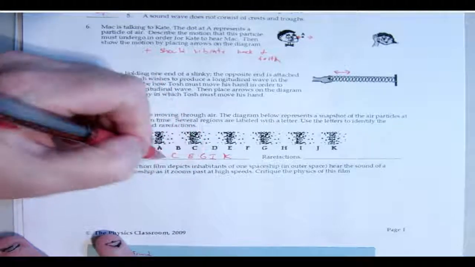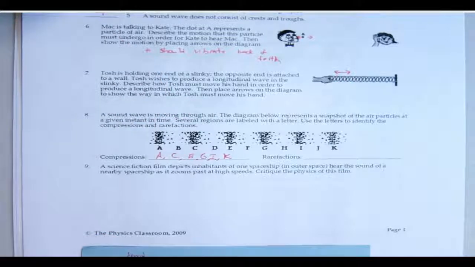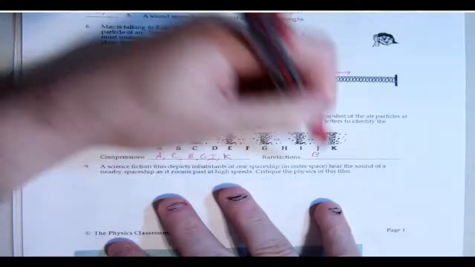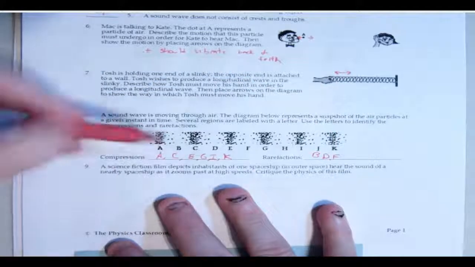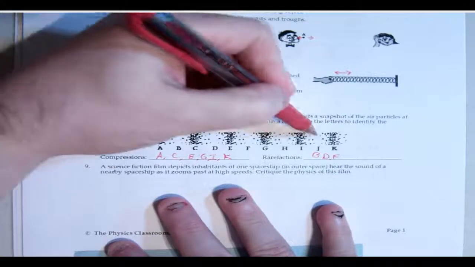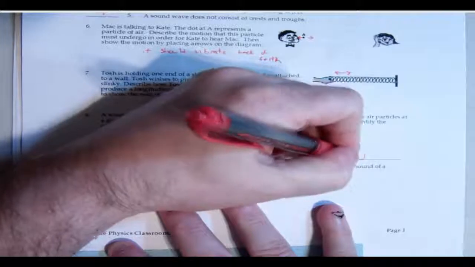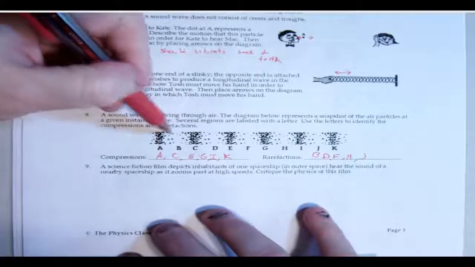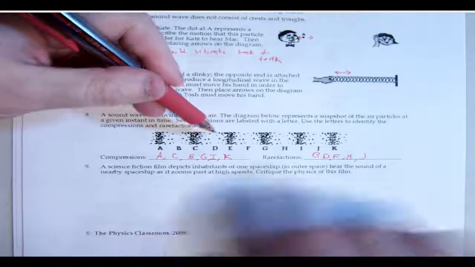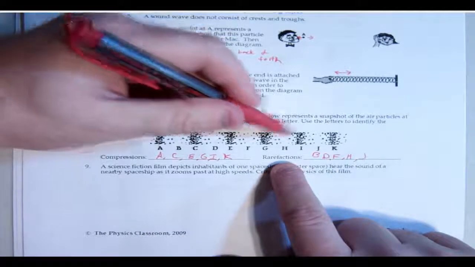Okay, so rarefaction, hopefully you did your vocab, is a point of decompression or less density in an object. Usually it's having to do with air. So that would leave B, D, F, H and J, which are pretty less dense. Notice that it's getting compressed, then less dense, then compressed, then less dense. These are rarefactions. Okay, so now you know.